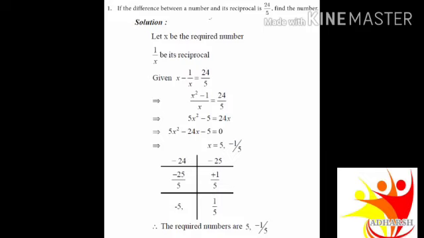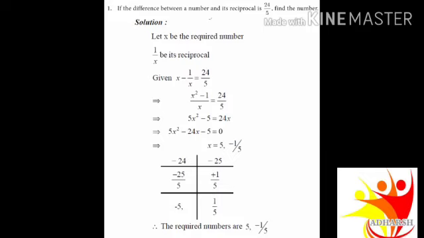Now take LCM x into x: x square minus 1 divided by x equal to 24 divided by 5. Now cross multiplying, 5x square minus 5 equal to 24x. Therefore 5x square minus 24x minus 5 equal to 0. That is a quadratic equation. Simplifying by the factorize method, 5 into minus 5 is minus 25. Multiply the two numbers to get minus 25, and their sum is minus 24.